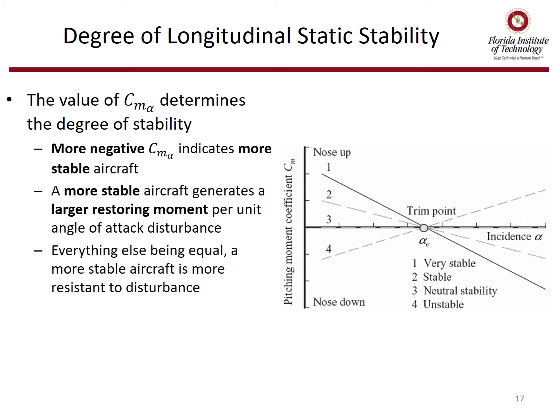Now we have some other slopes shown on that plot to the right. We have a slightly less negative slope in the number 2 curve. We have a 0 slope in the number 3 curve. And then we have a positive slope in the number 4 curve. So the number 4 curve is statically unstable. The number 3 curve is neutrally stable. And 2 and 1 are stable curves, where 1 is more stable than 2.